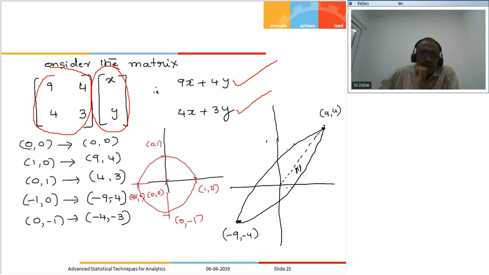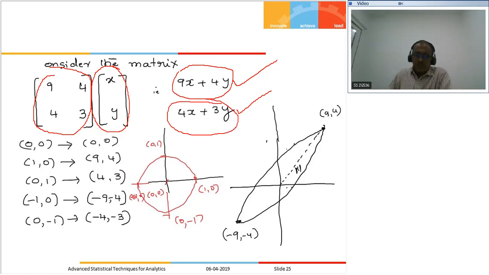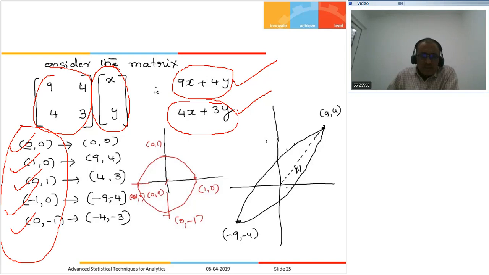A simple point to understand. Suppose I take A as this, the transformation matrix as this, and the column vector as x, y. That means my transformations are 9x plus 4y and 4x plus 3y. And suppose I take some points 0, 0, 1, 0, 0, 1, minus 1, 0, 0, minus 1. These are my original points. If I plot all the points, I will get this, right? Now what I am doing is I am using this transformation.